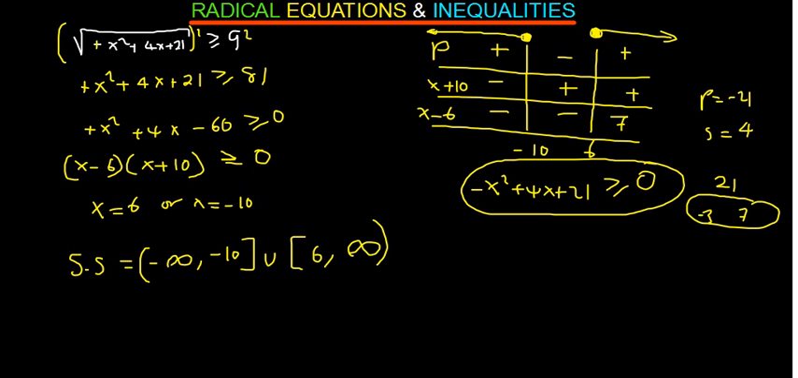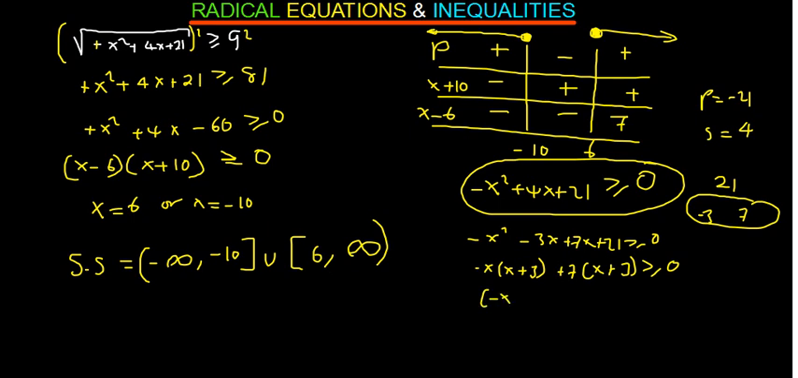So we want a sum which is positive 4. I attach a negative here, so this one I could say negative x squared minus 3x plus 7x plus 21 greater than or equal to 0. So this will give us negative x open brackets x plus 3 and then positive 7 x plus 3 greater than or equal to 0. So this will give us negative x plus 7 and then x plus 3 greater than or equal to 0. So if you take 7 to the other side, we're going to get x equal to positive 7 or x equal to negative 3.